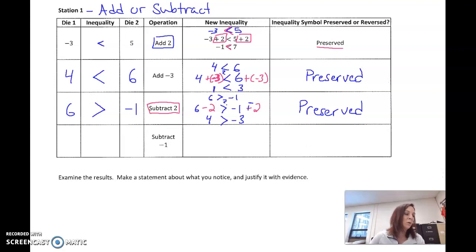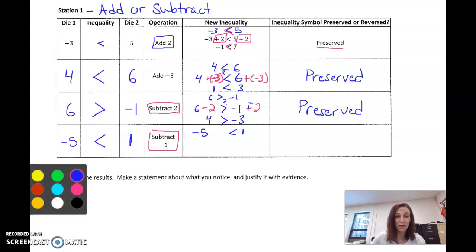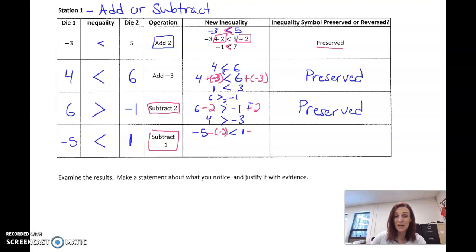Okay. Rolling my dice here, and I get a negative 5 and a 1. Thinking of the number line, negative 5 is less than 1. Okay, and what I'm going to do here is I'm going to subtract a negative 1. Here's my negative 5, and I'm going to leave some space here because I'm just going to write in my work in between here. Okay, so negative 5 is less than 1, but now I'm going to subtract a negative 2. Whatever I do to one side, I'm going to do to the other. Not a negative 2. I apologize. I'm going to subtract a negative 1.